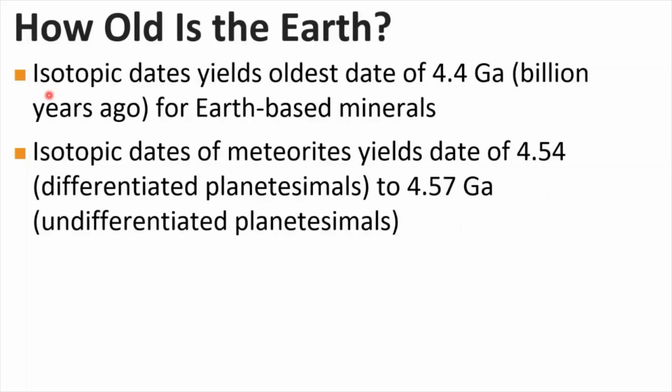Now, when we do isotopic dating of our Earth-based materials, the oldest date that we get for our rocks on Earth is 4.4 billion years old, okay? So when we talk about our isotopic dates, we're close, but we're not quite there. So the Earth is 4.6 billion years old. Why do you think we're not quite to 4.6 billion years?